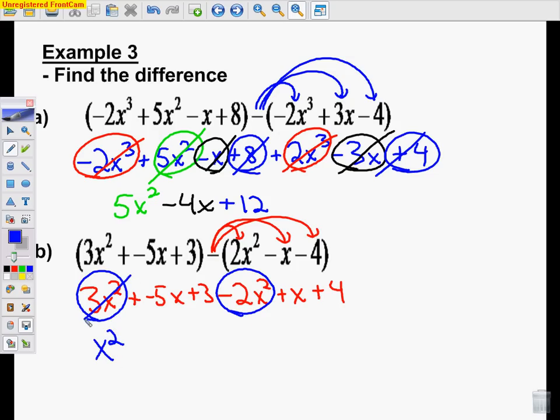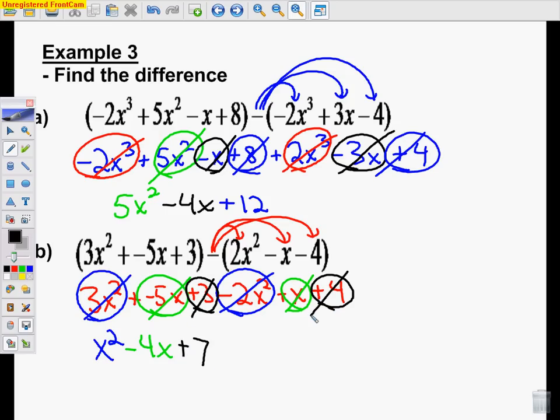And remember, when you add like terms, terms don't change. All right, negative 5x and a positive x, that's going to be a negative 4x. And then lastly, positive 3 and positive 4, that's positive 7. All right, great. And there we are. Those are our two answers.